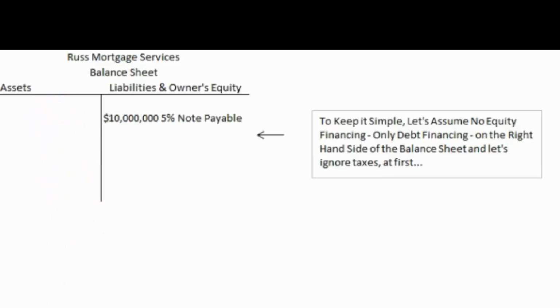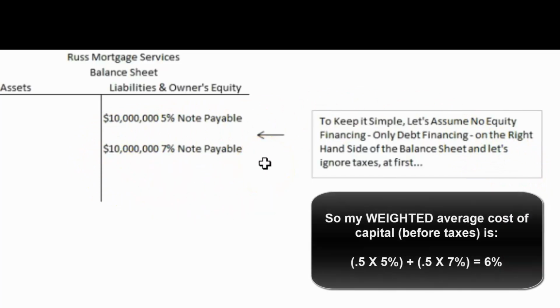So let's do a slightly complicating nuance. I not only approach my rich uncle, but I approach my rich brother. And he also lends me $10 million, but insists on 7% interest. So half my money costs me 5%, half my money costs me 7%. So my average cost of capital before taxes is 6%.